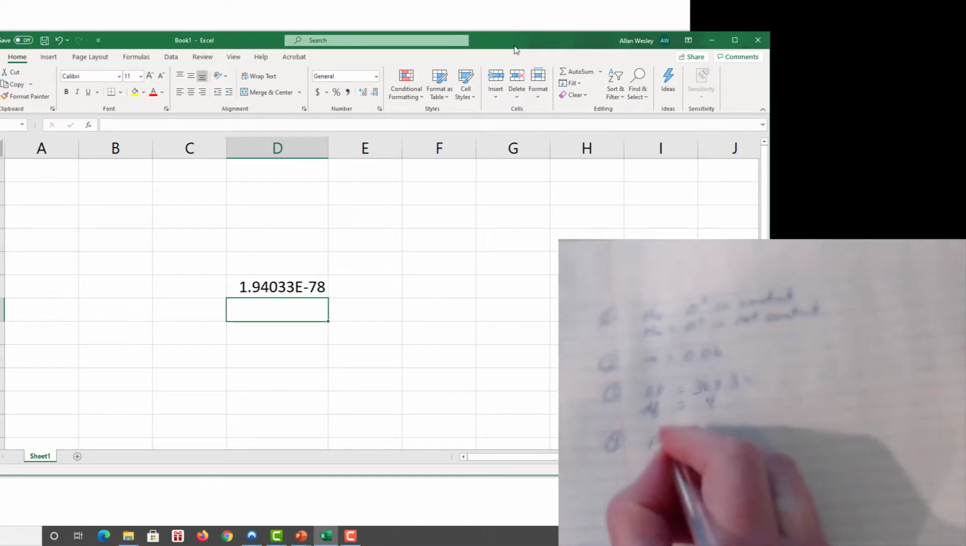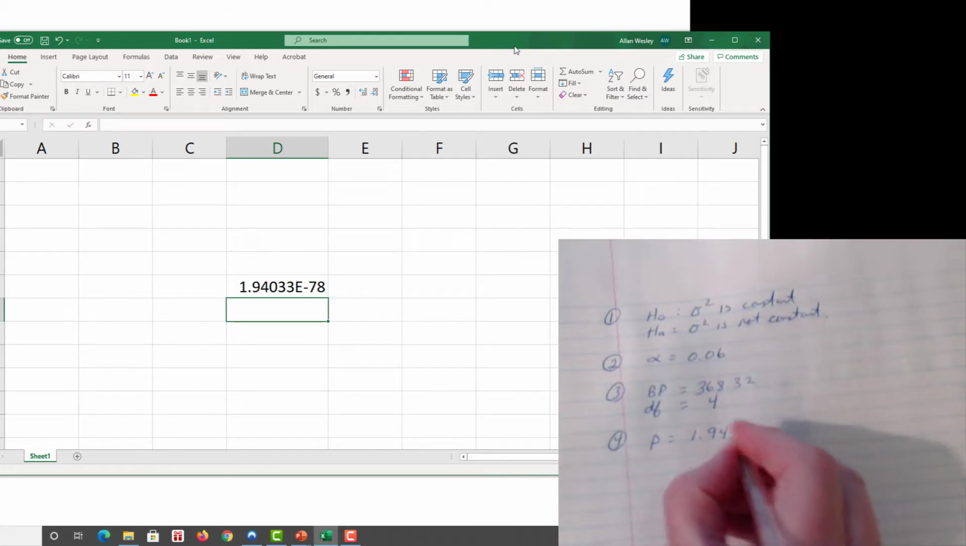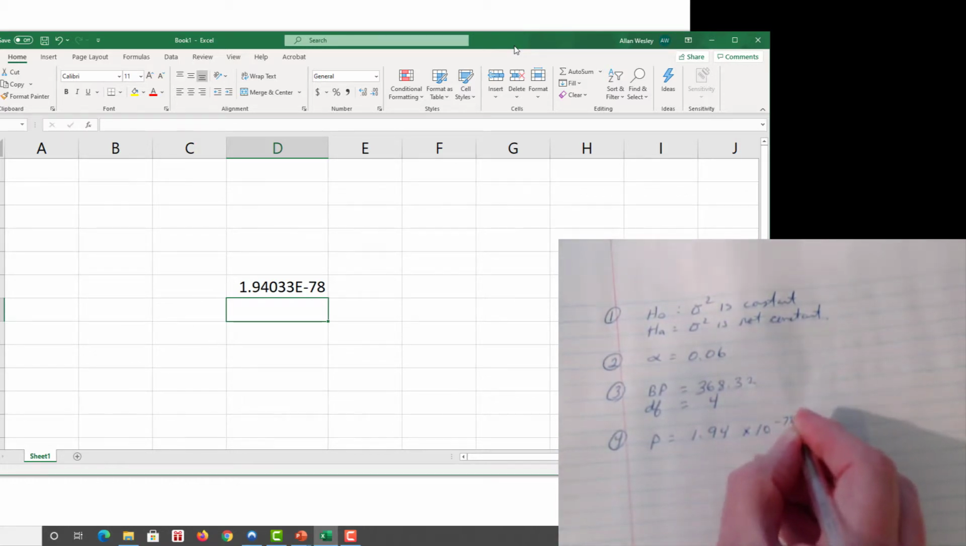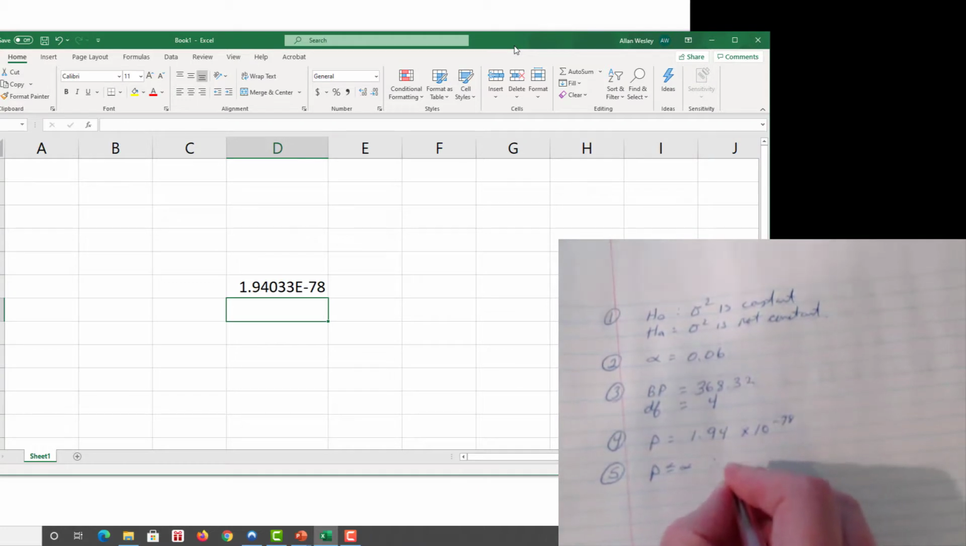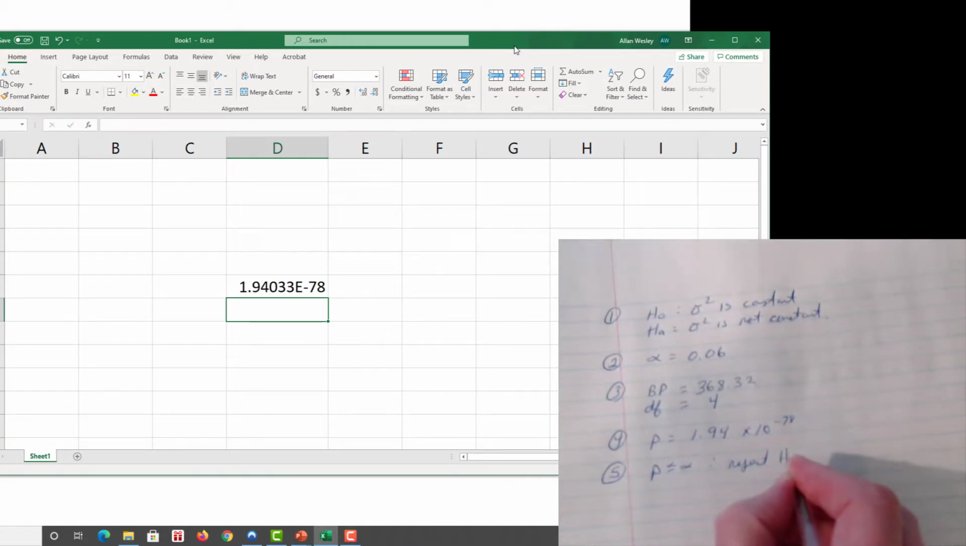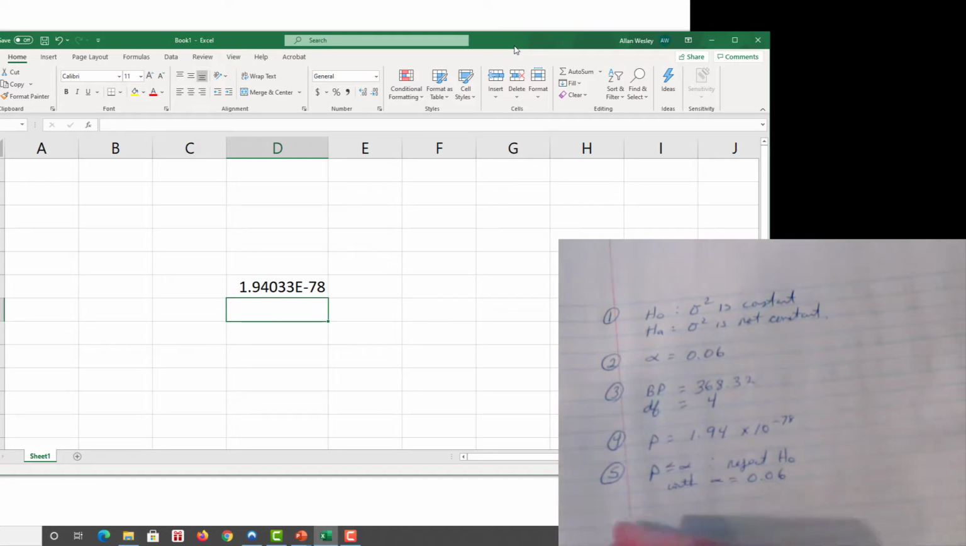So anyway, the p-value is really, really small, 1.94 times 10 to the minus 78. No matter what, this p-value is definitely less than or equal to alpha. Therefore, we do reject H naught with that particular value of alpha, pretty much with any reasonable value of alpha. And step 6 is the variance is not constant. Okay, so we have a problem here.